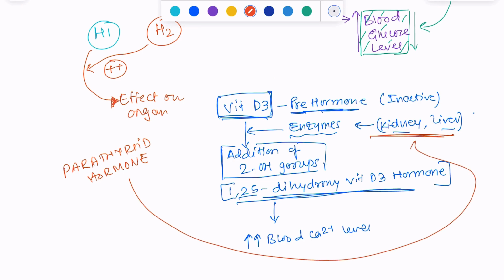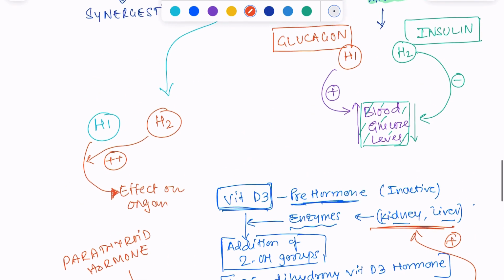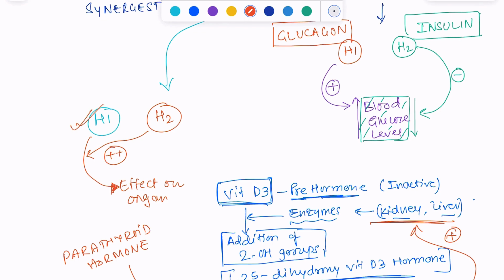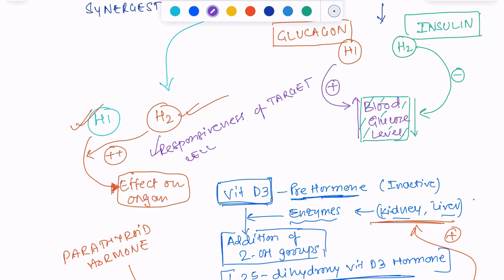Okay, so that is the permissive effect. What I mentioned previously is that, let's say hormone 1 is having some effect on an organ, and when hormone 2 is present, the responsiveness of the target cell towards H1 is increased. That is called the permissive effect.